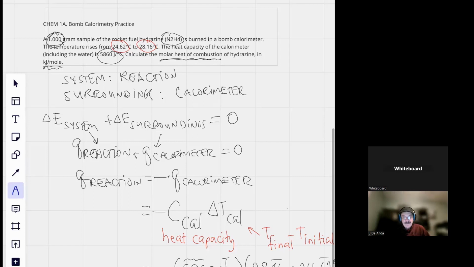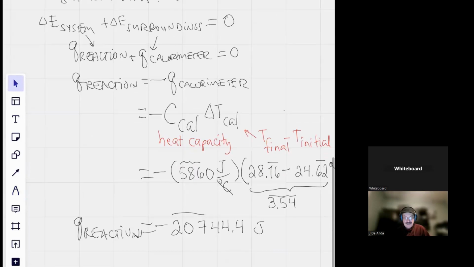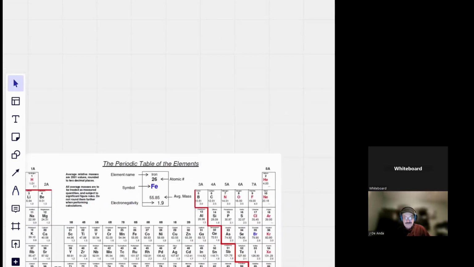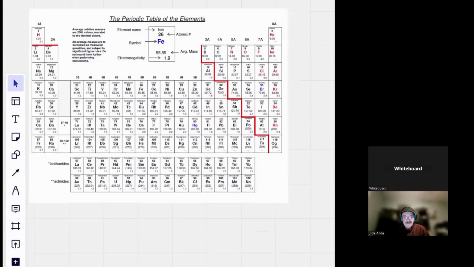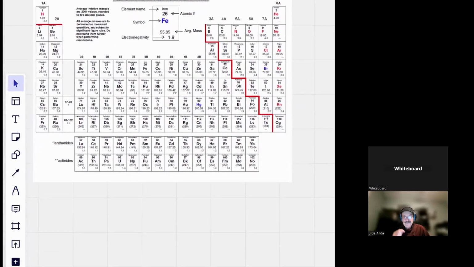Now, obviously, if we had the formula of the compound, whenever we're converting grams to moles, we had to use the molar mass. So make sure that you have available to you our typical periodic table. And again, in the exam, this will be provided for you. So I trust that you are able to find out, based on the formula N2H4, what is the molar mass of hydrazine.